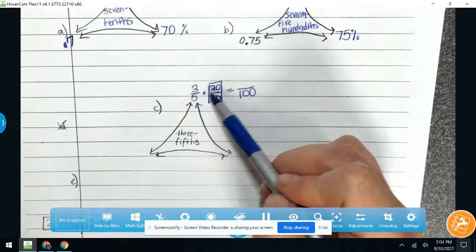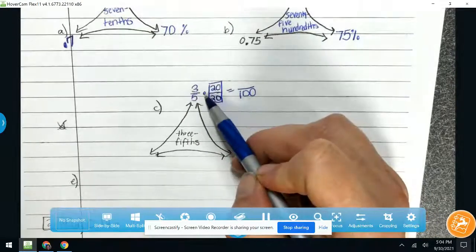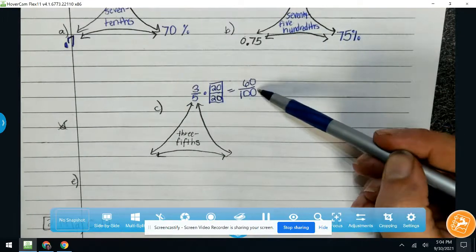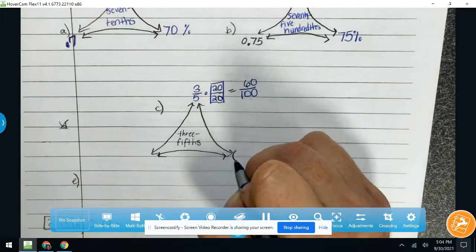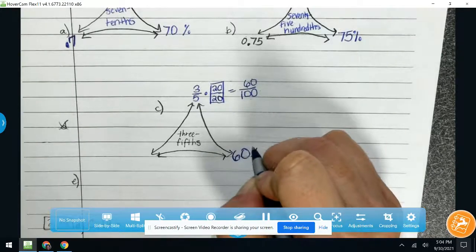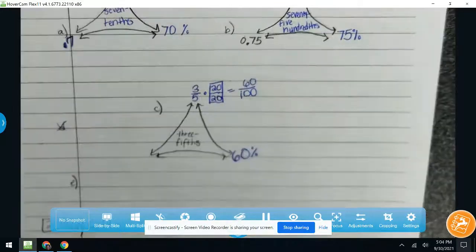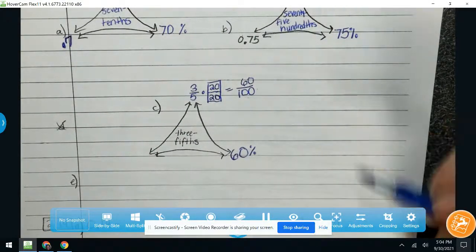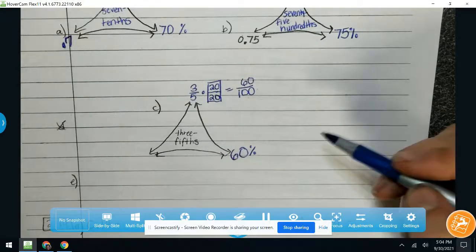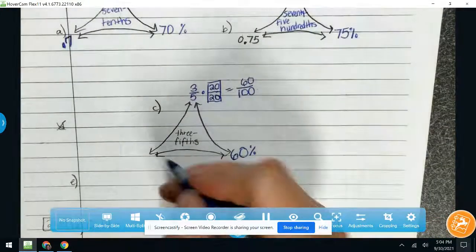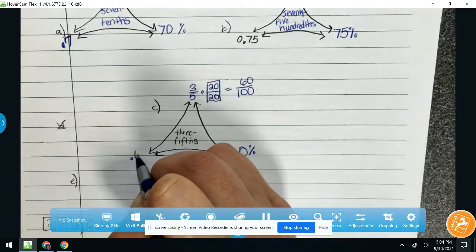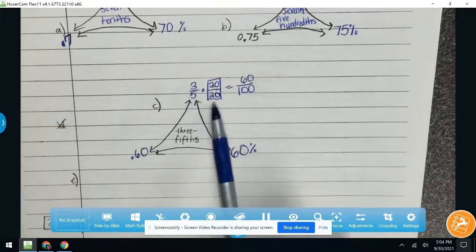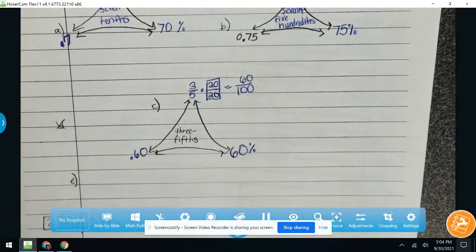Well, I know that 3 times 2 is 6. So 3 times 20 would be 60. So now I have 60 hundredths, which means I have 60% right here. And again, if I say this aloud, 60 hundredths. Now, if you're a student who saw this earlier and you changed it to tenths, you might have gotten 6/10. That works too.